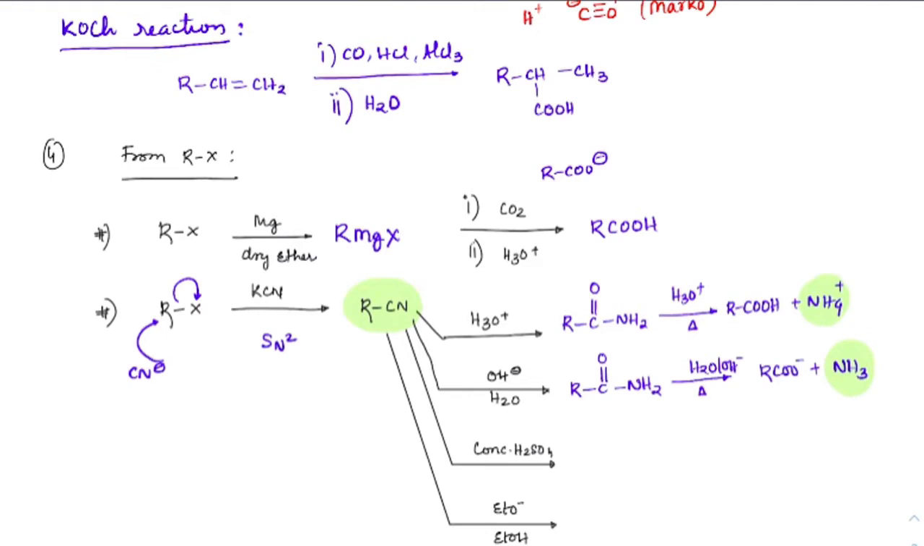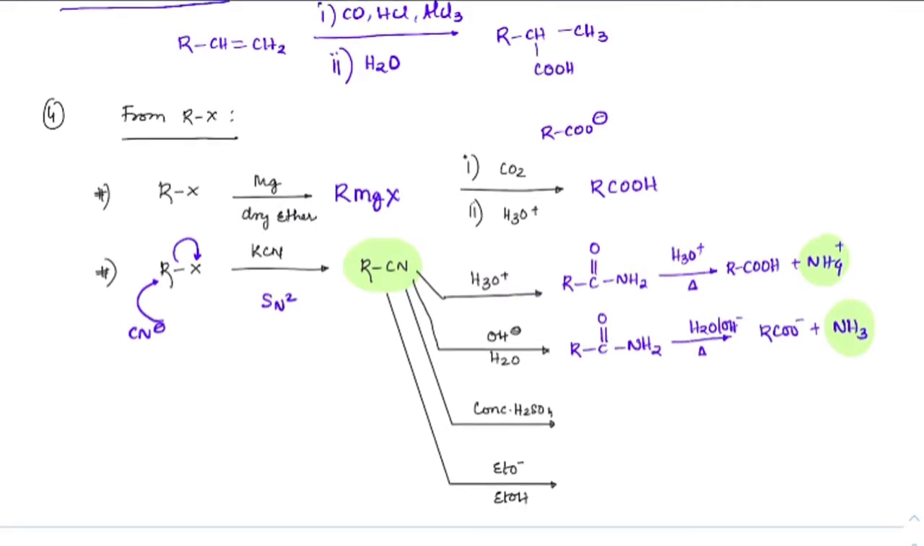Concentrated H2SO4 will act similar to H3O+ here. So heat is not being shown here. Without heat also, because it is concentrated H2SO4, it will remove that NH3 and you'll get RCOOH. Now suppose there is a strong nucleophile like EtO-. Imagine as if first the acid is forming, and then EtO- is attacking. Just think that way. So we will get RC(=O)OEt.